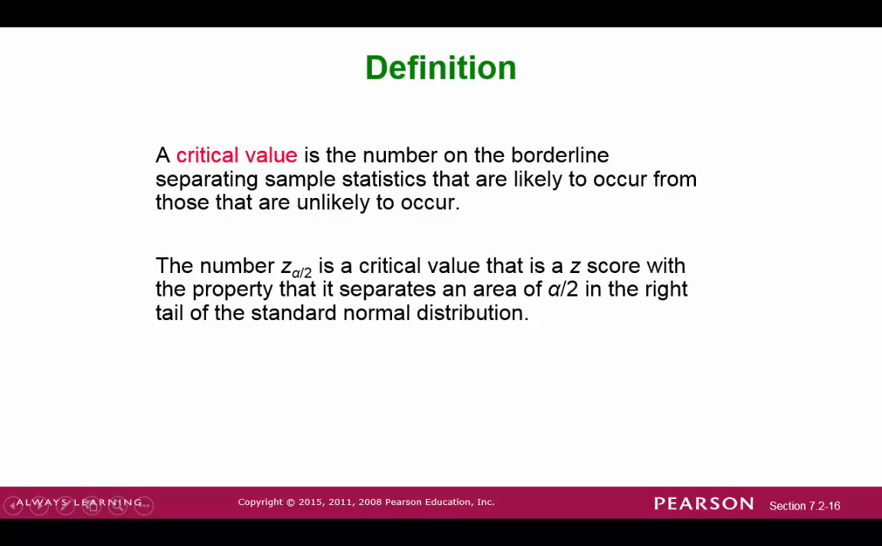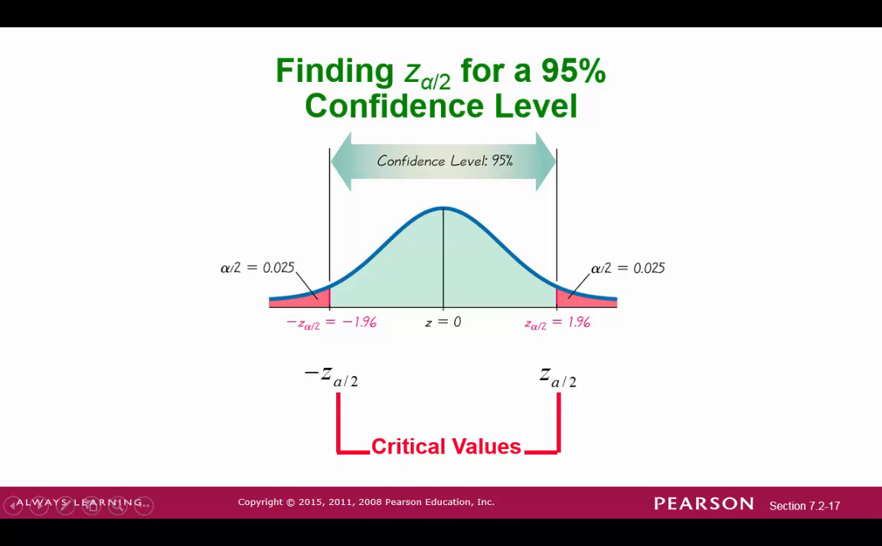Now that z-score is on the right side, the z sub alpha over 2, but since we are talking about the standard normal distribution, there is also a critical value on the left side. That is simply a mirror image about z equals zero, so that would be the negative value of the critical value. We will be most concerned with the right side critical value.